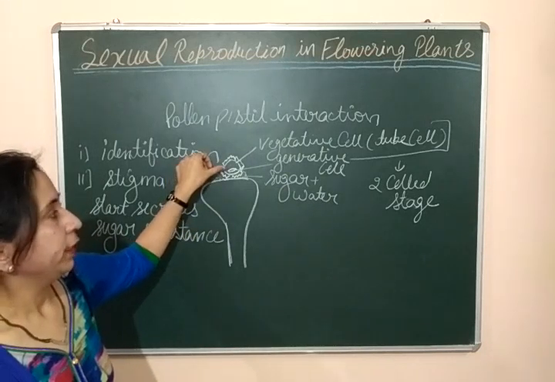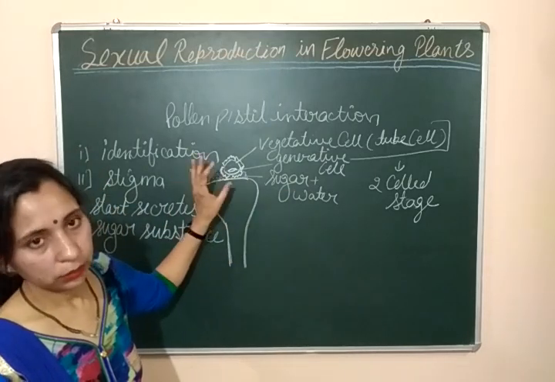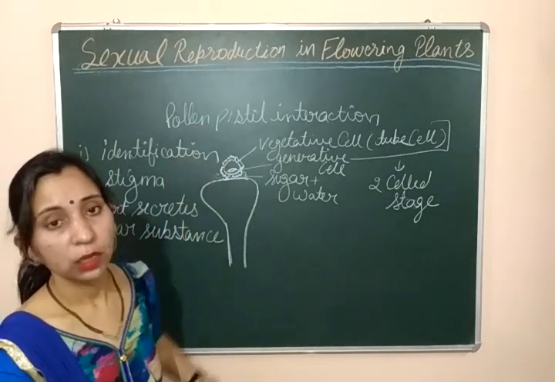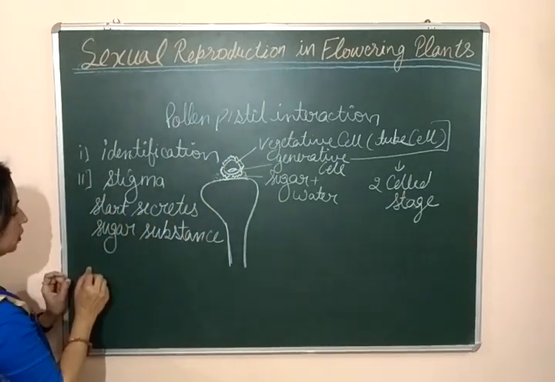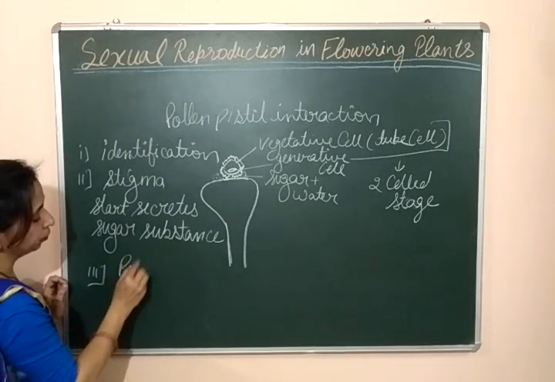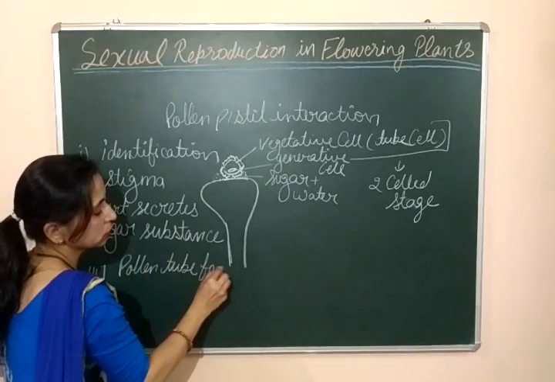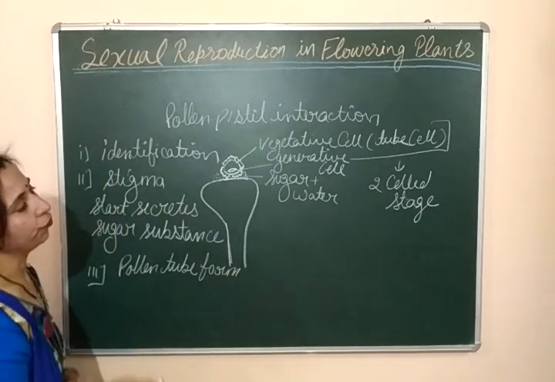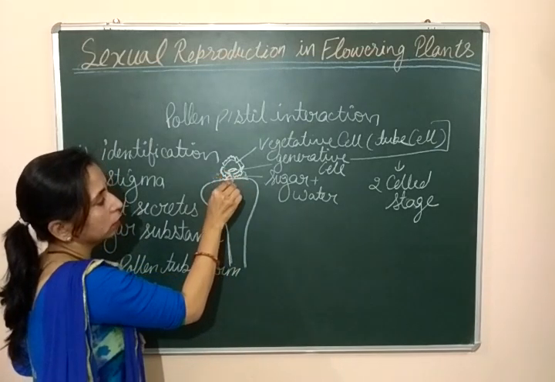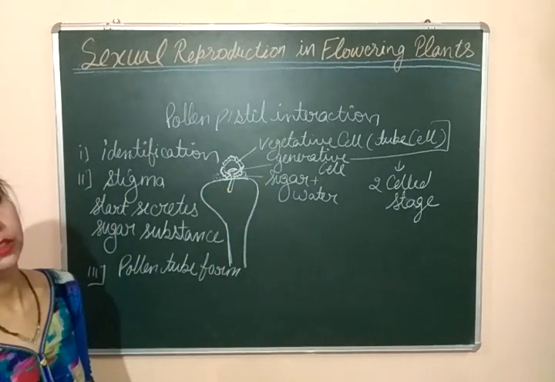First, sugary identification. Pollen grains are identified. Then the stigma secretes sugar substance. This sugar substance is absorbed by these pollen grains, or the intine of the pollen grains. Now pollen tubes start forming. The next event that will happen here is the pollen tube formation. The pollen tube will form when the intine absorbs the sugar substance. It will start germinating and they form a pollen tube.